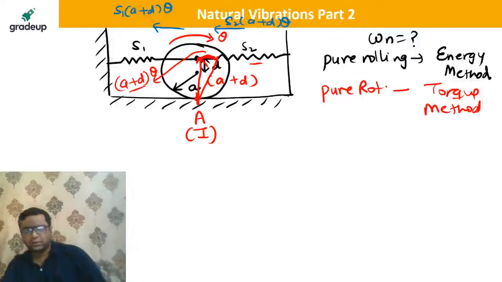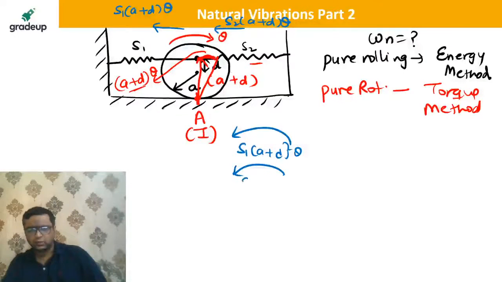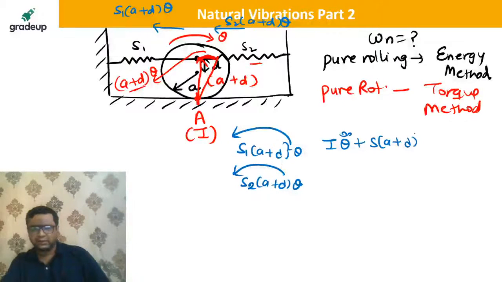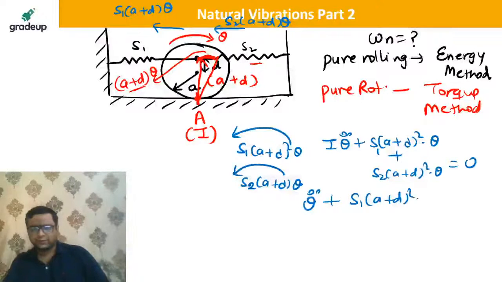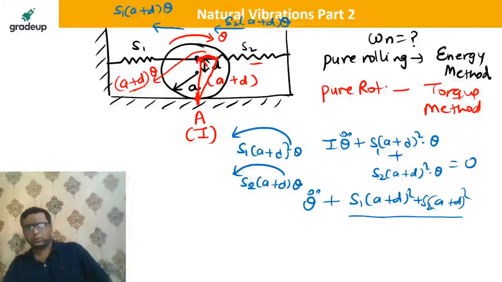So if you multiply the distance with this force, it will result in torque. So restoring torque 1 is S1 into (A plus D) square into theta. Restoring torque 2 is S2 into (A plus D) square into theta. So I theta double dot plus S1 (A plus D) square theta plus S2 (A plus D) square theta equals 0. Theta double dot plus [S1 (A plus D) square plus S2 (A plus D) square] divided by I, theta equals 0. I, you know, for a disk is m r square, and theta is common.